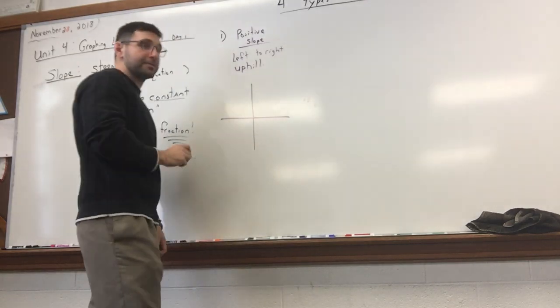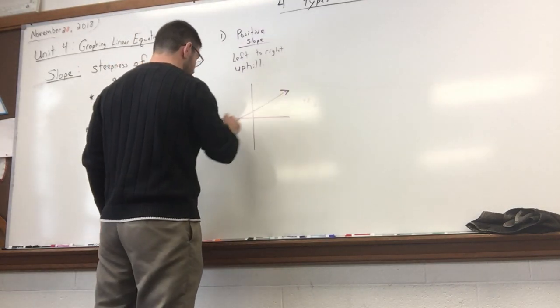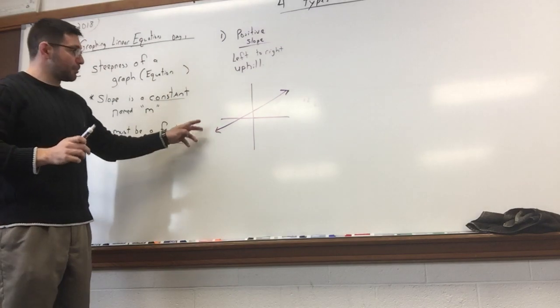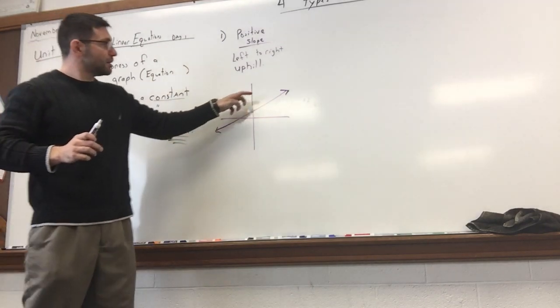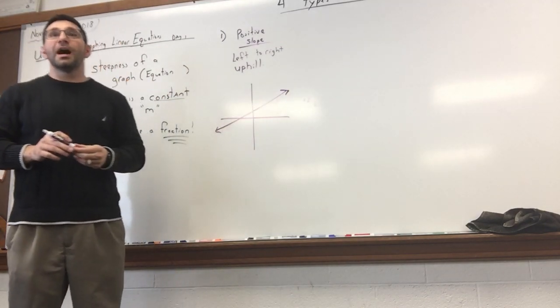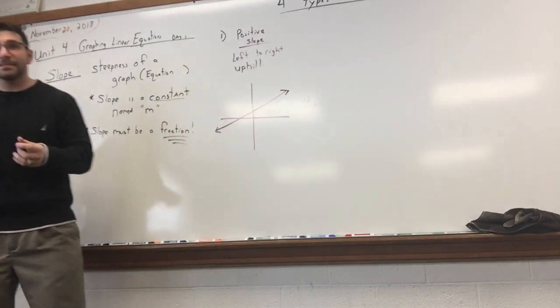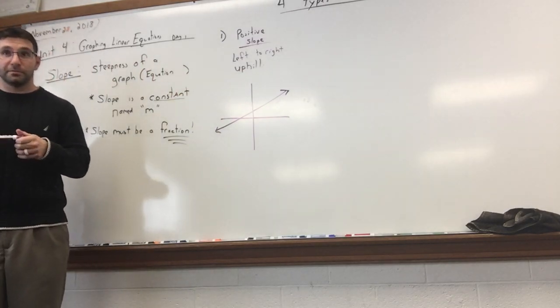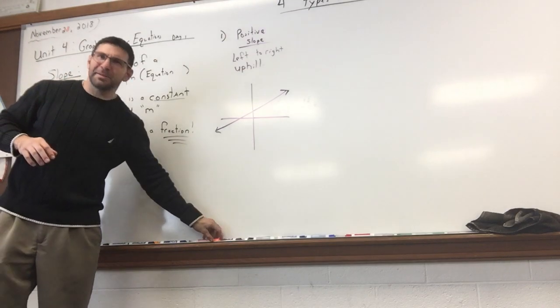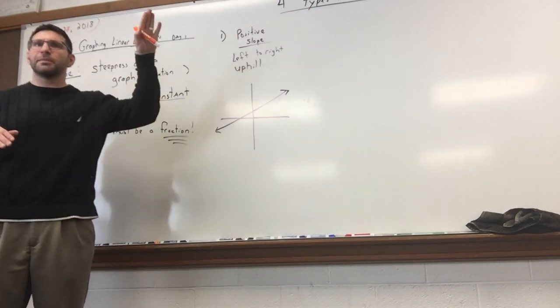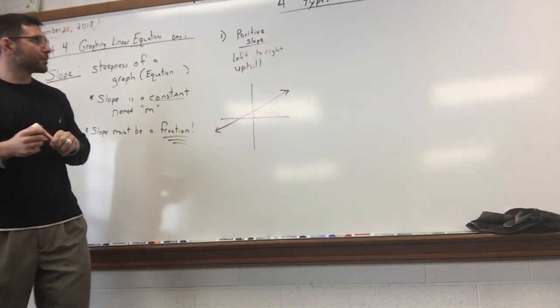So if it goes from left to right uphill, what's that going to look like? Well, here's my graph. If I start at the left, and I'm pretending that I'm walking up this, I'm walking uphill. I know that my slope has to be positive. Okay? Did we see something like that in the warm-up? We had a positive too. It was going uphill, right?